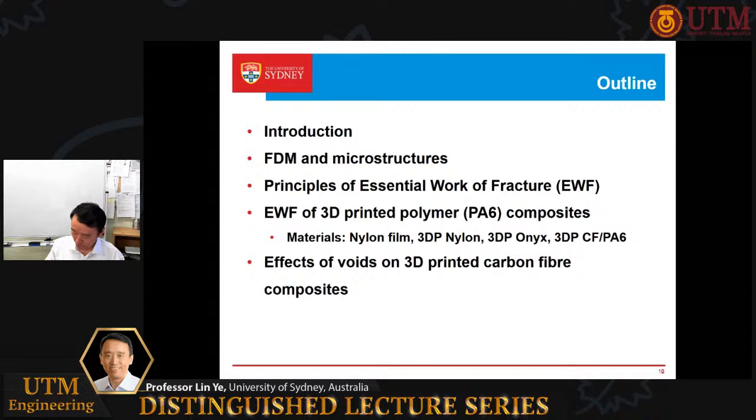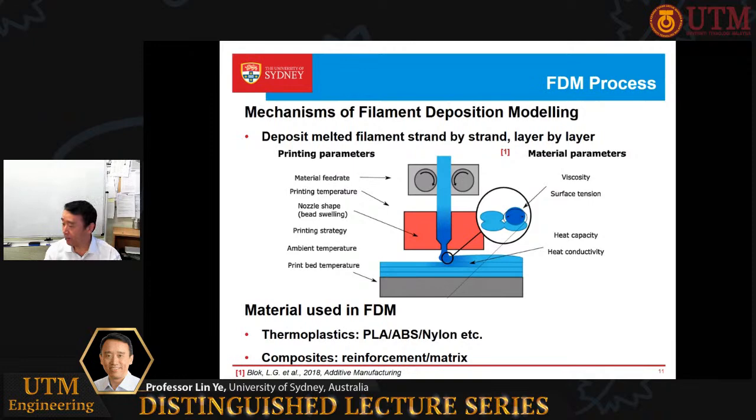Okay, 3D printing, sometimes we call it additive manufacturing. Nowadays a lot of people use the powder-based approach. You start with the powder, then you have a laser source to fuse it. This powder can be metal, polymer, even ceramics. But then you need a very delicate instrument.